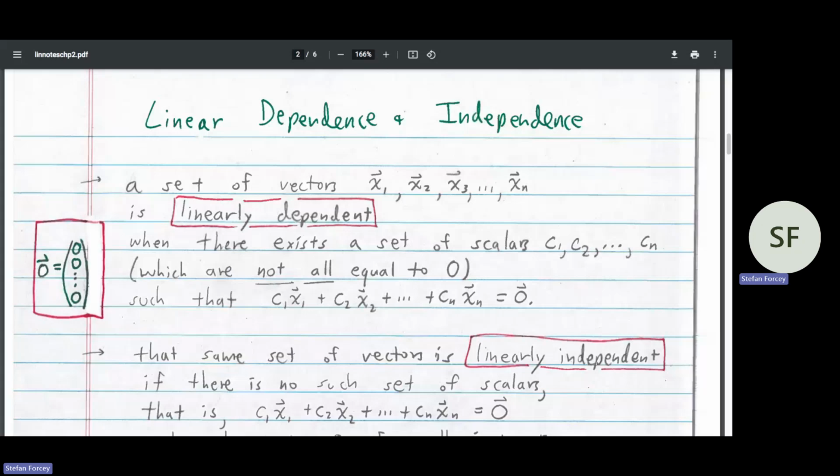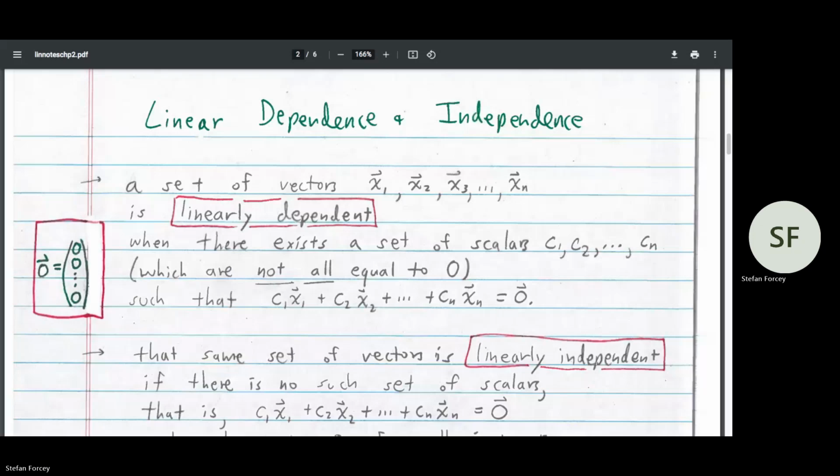Now for the concepts of linear dependence and independence. So we'll just have a bunch of terms to start off with. First off, a set of vectors, x1, x2, x3, up to xn, is called linearly dependent when there exists a set of scalars, c1, c2, up to cn, so one for each of the vectors, which are not all equal to 0, but that when you multiply them by the vectors and add them up, you do get 0.